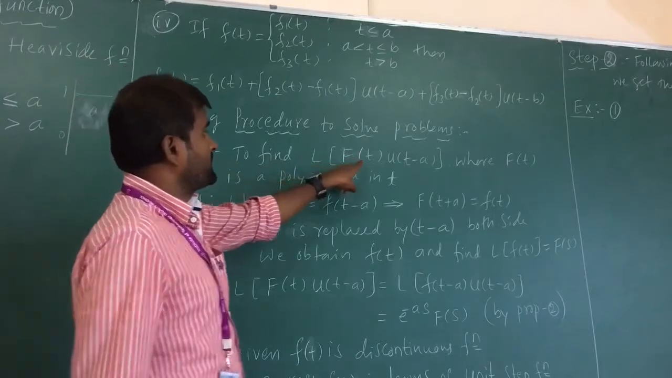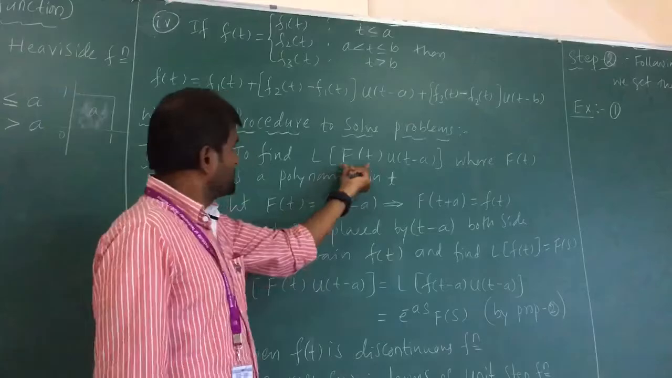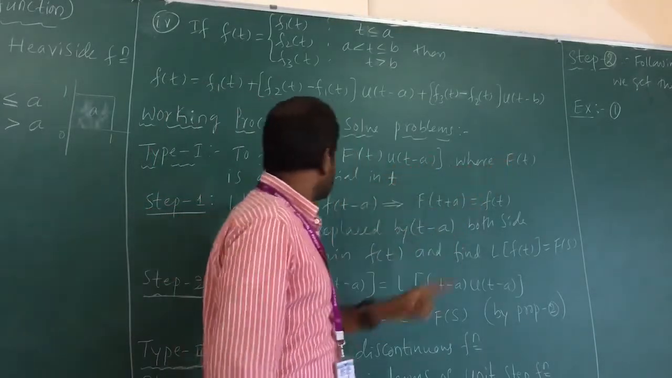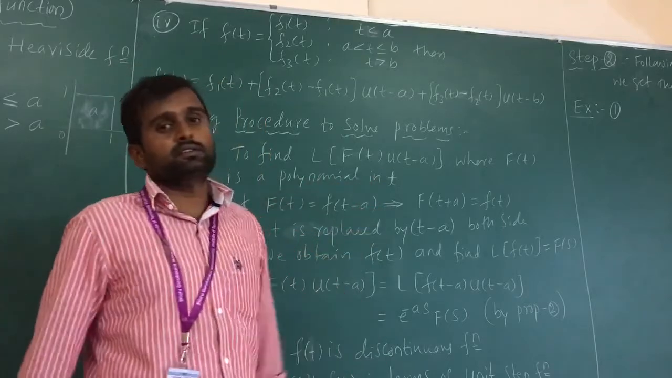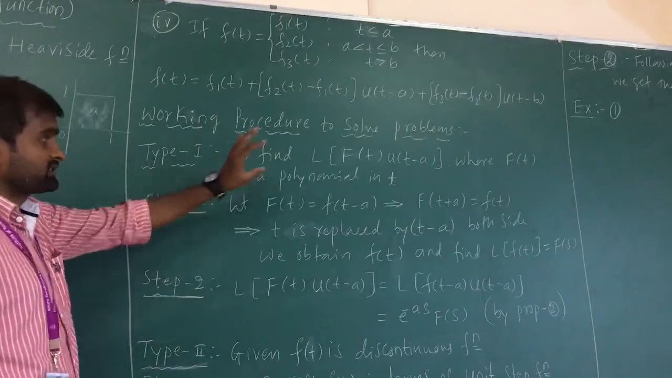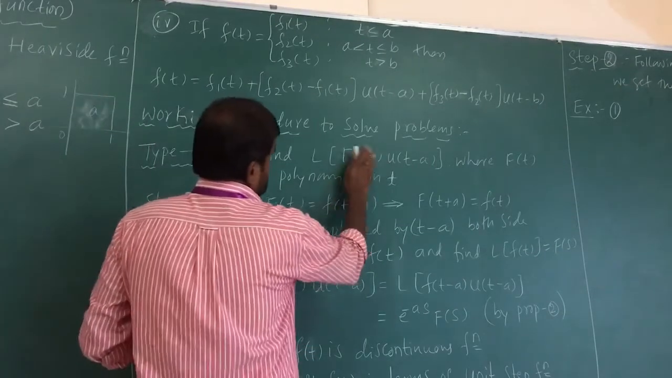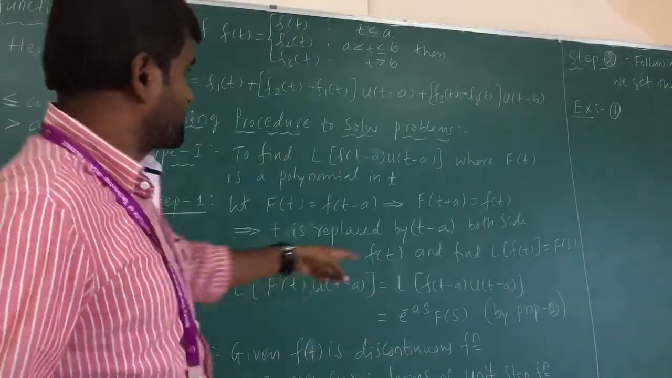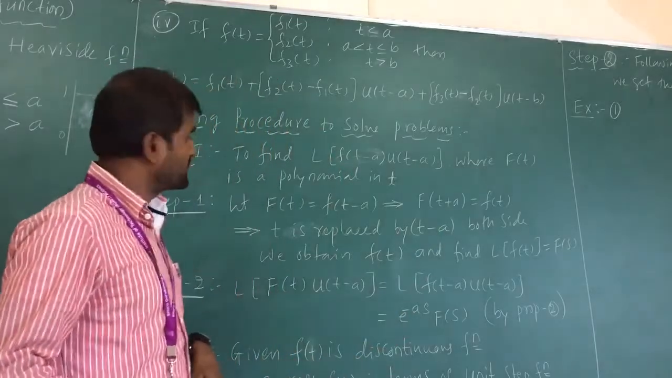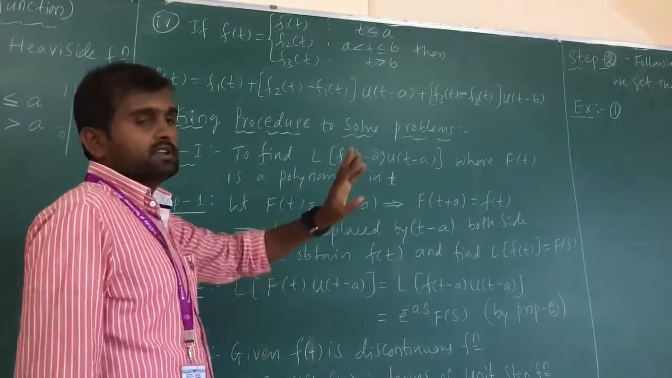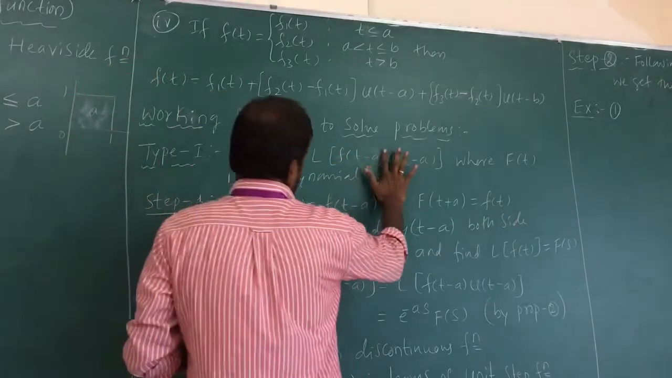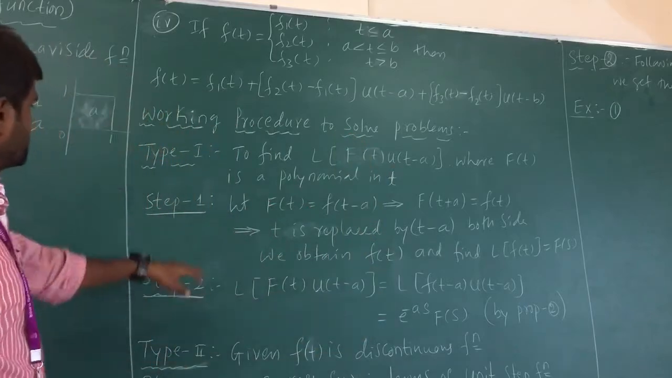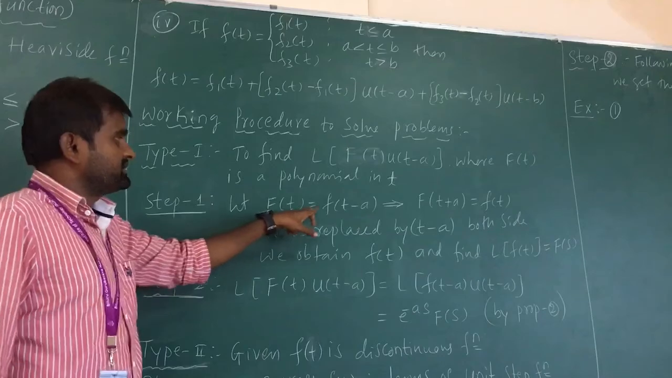To find L of capital F of t into u of t minus a, where capital F of t is nothing but small f of t minus a, and capital F of t is a polynomial in t. That is step 1. The function looks like this. I am just taking the notation capital F of t, that's it. Okay, step 1: let capital F of t be f of t minus a.